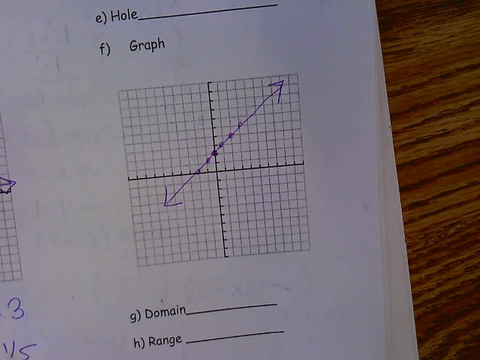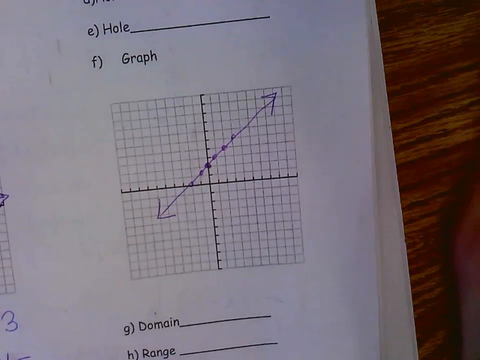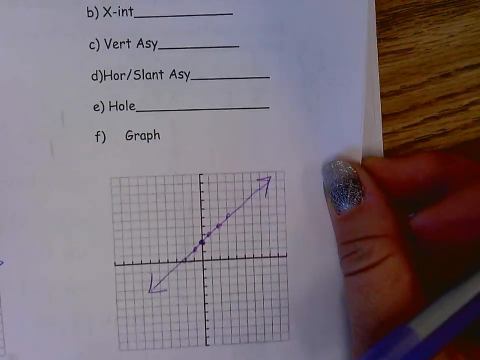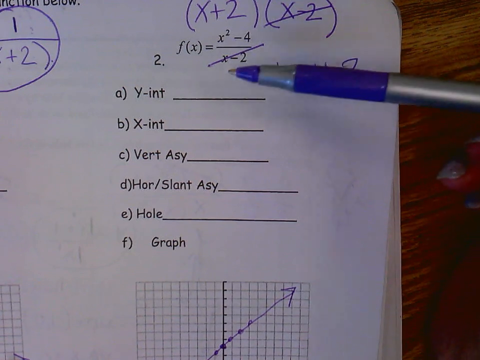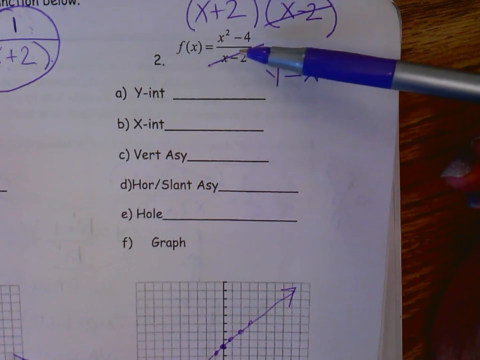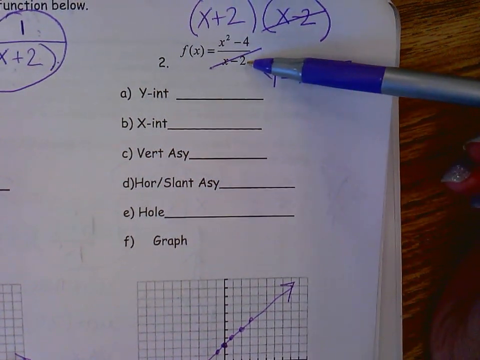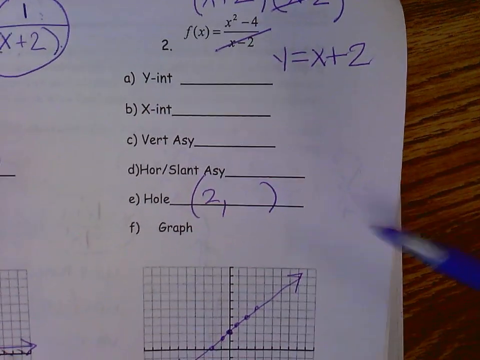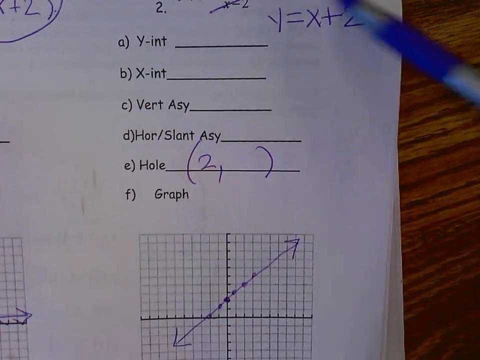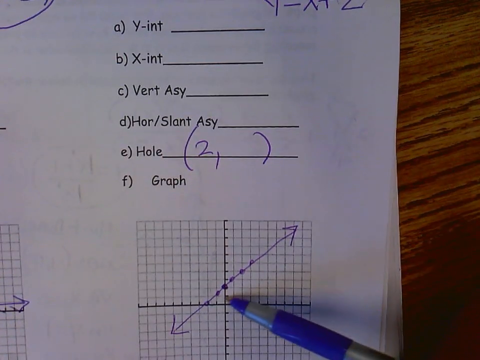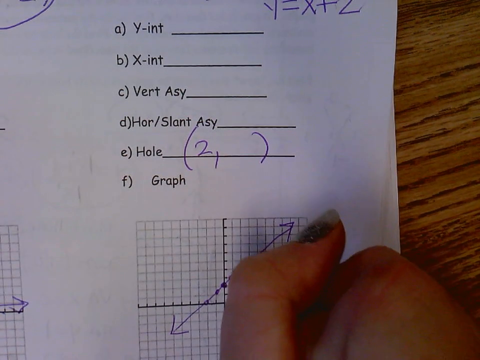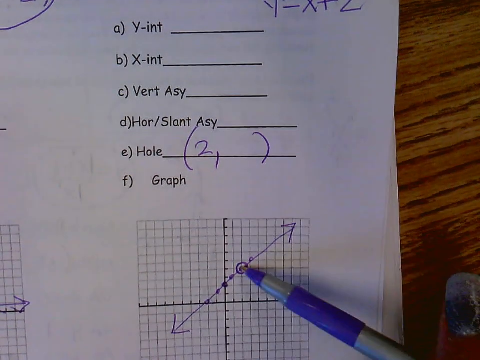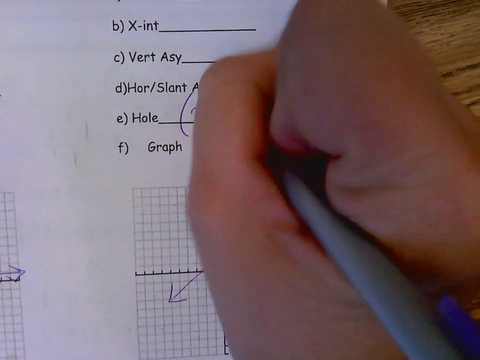Where does the hole go? So I look at what I canceled out. Where should this have been an undefined x value? At 2, right? So my hole is at 2, and I plug 2 into my new function over here. See how that's at 2 comma 4? So right here, you need to show that there's a hole at 2 comma 4.